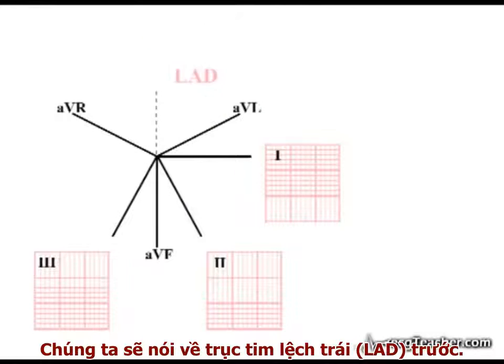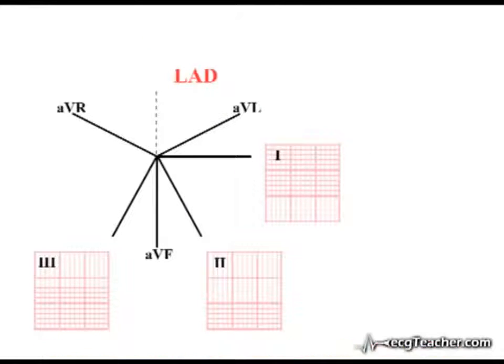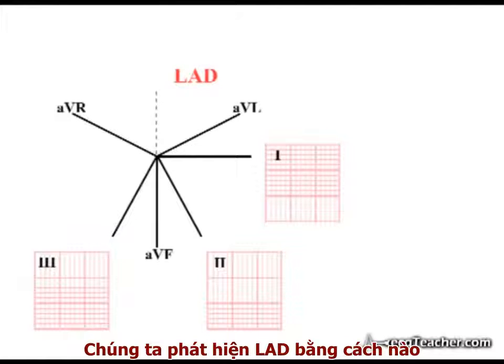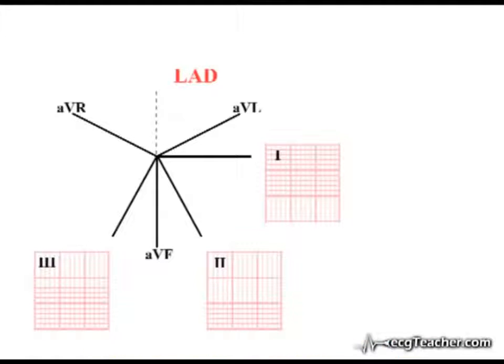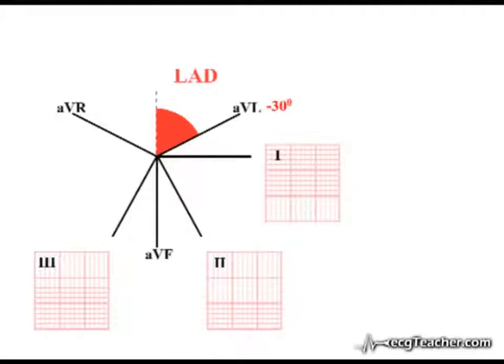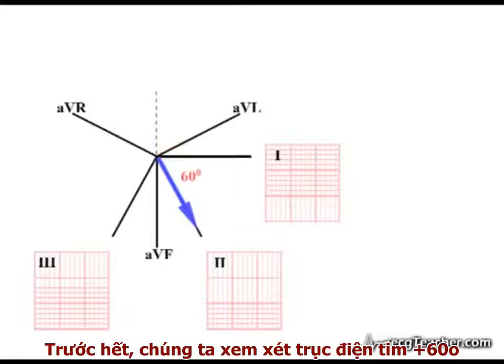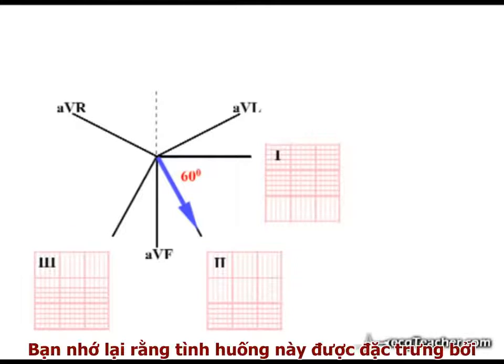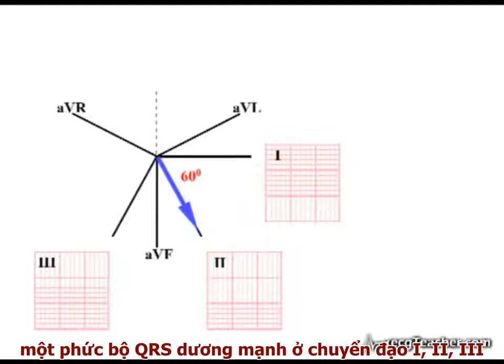So, to deal with LAD first, how do we recognize left axis deviation? That is, deviation of the cardiac axis beyond minus 30 degrees. Well, if we start by considering an axis of plus 60 degrees, you will remember that this situation is characterized by strongly positive QRS complexes in leads 1, 2, and 3.